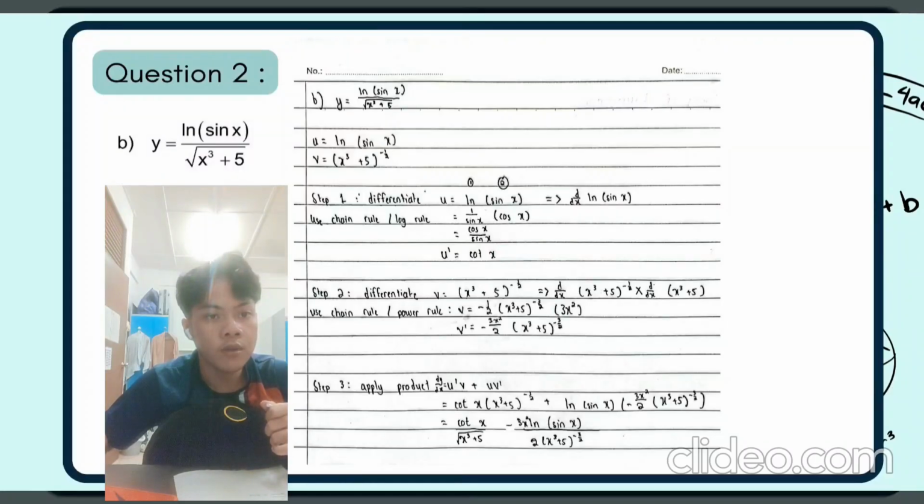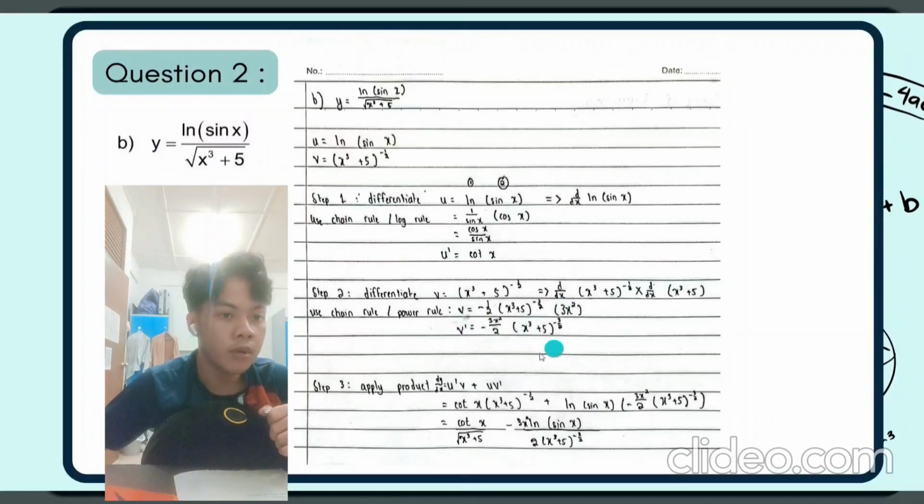V also has two parts here, (x cubed plus 5) to the power negative 1 over 2, and in the bracket, x cubed plus 5. If we differentiate both of them and multiply them, we get negative 3x squared over 2 times (x cubed plus 5) to the power negative 3 over 2.